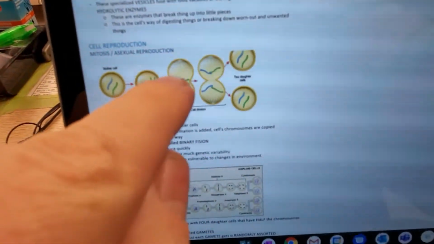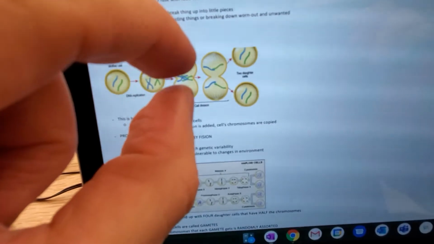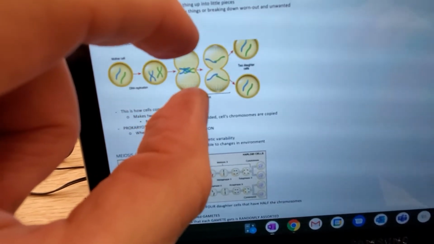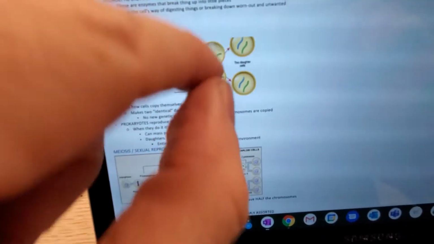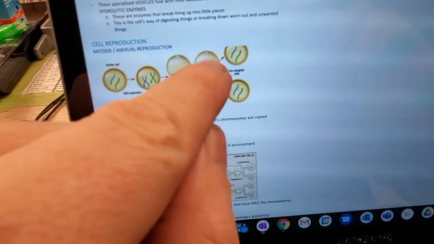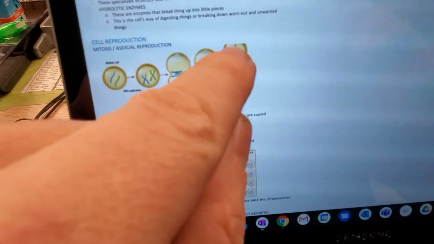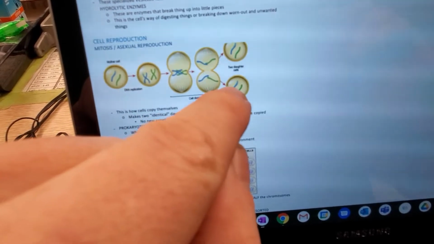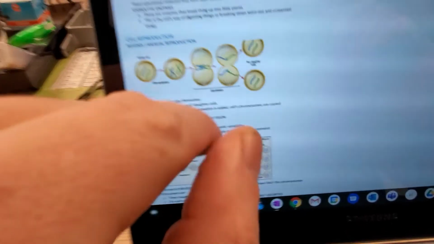And then what happens is, they line up, and the cytoskeleton has a lot to do with this lining up and this splitting. Then the cell splits, and one copy of each chromosome stays behind, and then you have two daughter cells with identical copies of the two chromosomes.